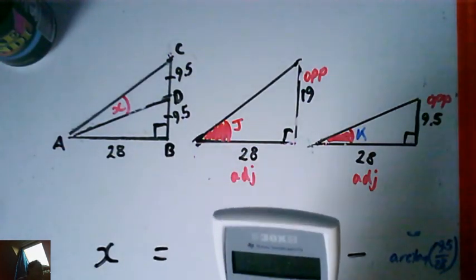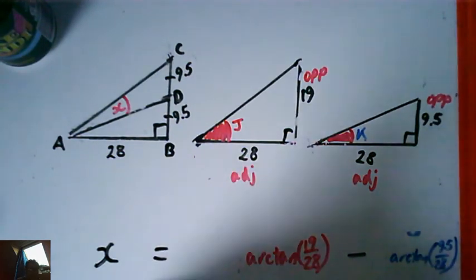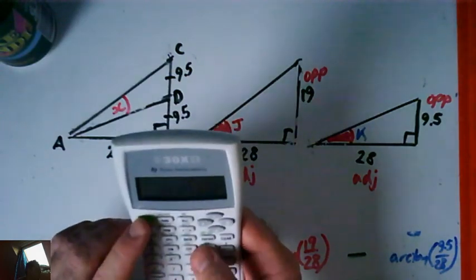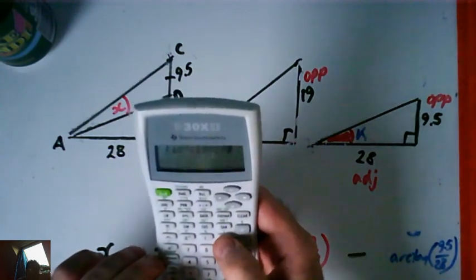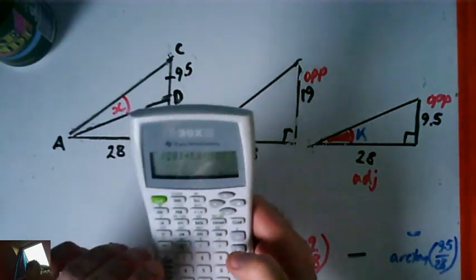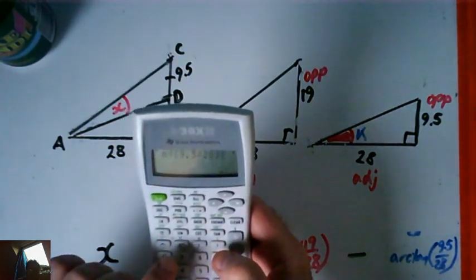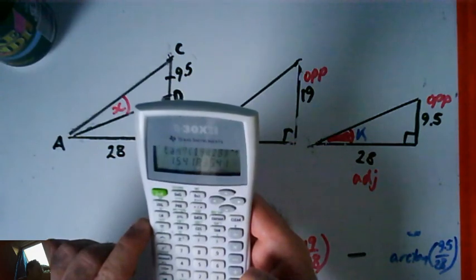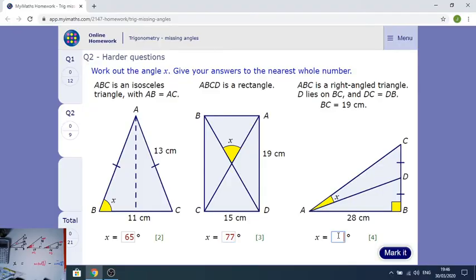So I can get that into the calculator, and I'll try and put it in one big calculation. So shift tan, 19 divided by 28, close brackets, minus shift tan, 9.5 over 28, close brackets, equals 15.41, so 15 to the nearest whole degree. So just putting that on iMaths, 15, let's mark it, 9 out of 9.